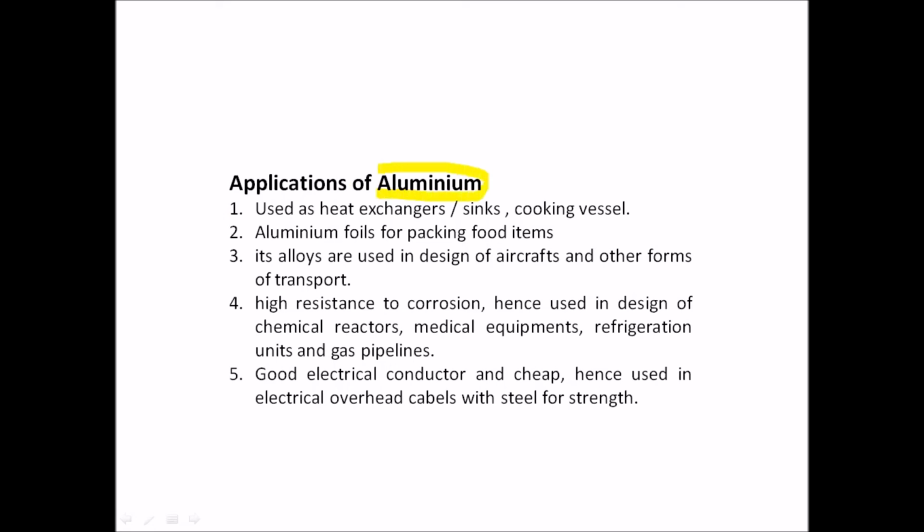Let's look into the application of aluminium. Aluminium is the most abundant metal and it is a very good conductor of electricity and heat. It also resists corrosion. So these are the various ways in which aluminium can be used. It can be used as a heat exchanger. It is used as aluminium foils for packing up food items.